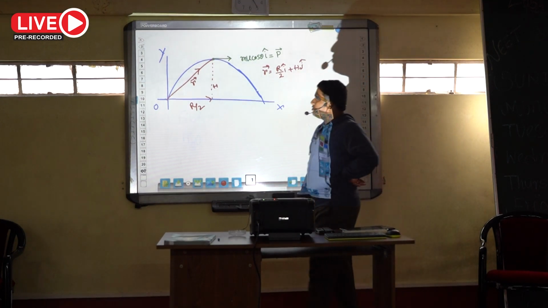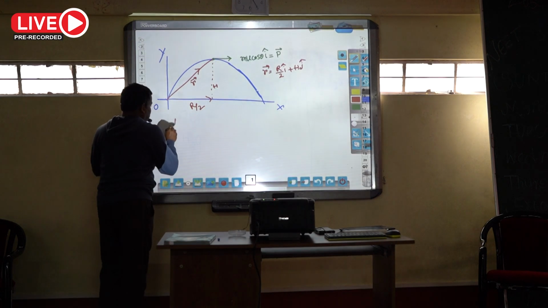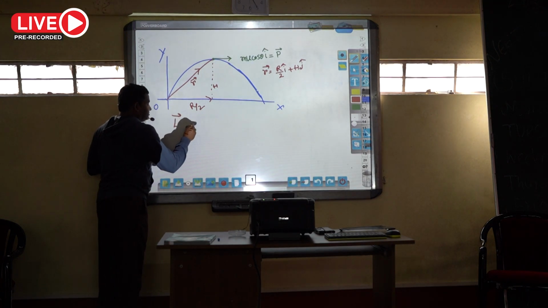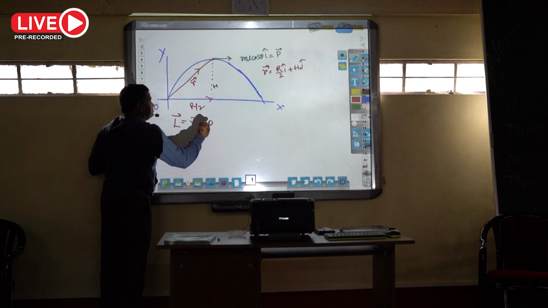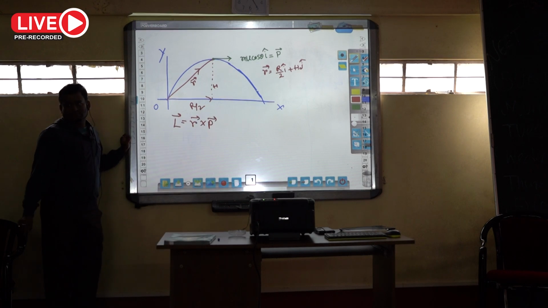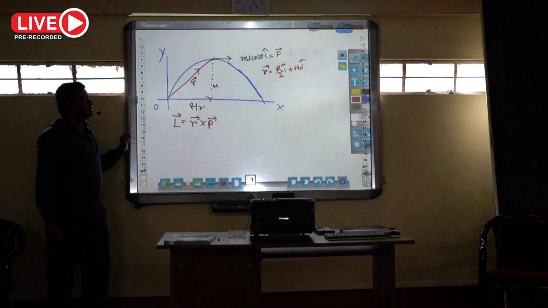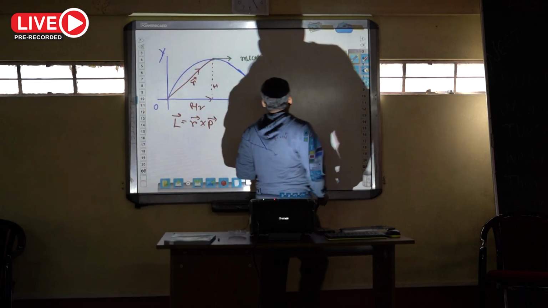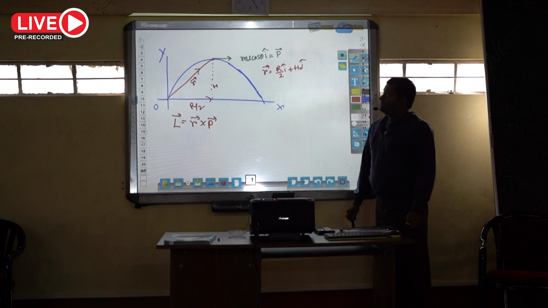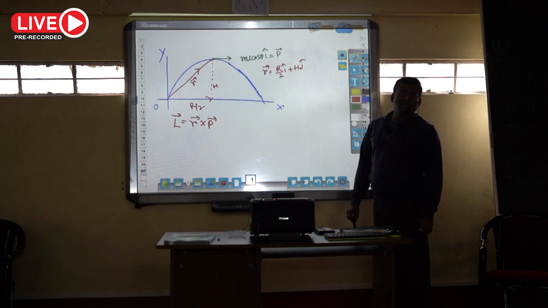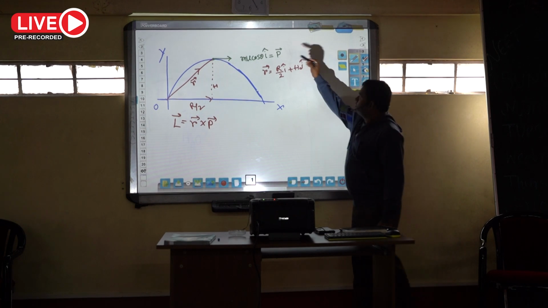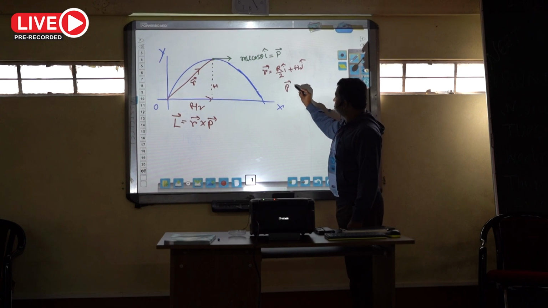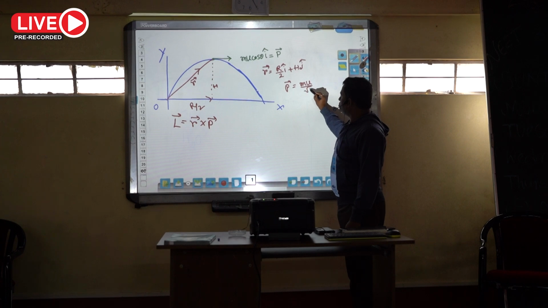Then angular momentum L equals r cross p. L will be equal to r cross p. So you can calculate these values. Theta is given 45 degree. So this p vector will become m u by root 2 i cap.